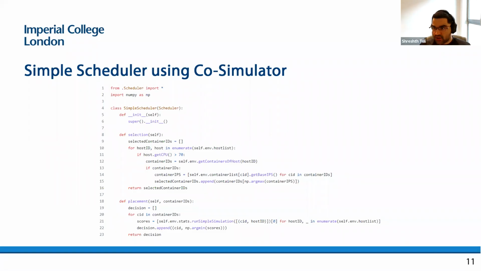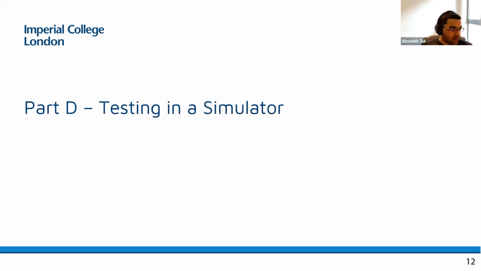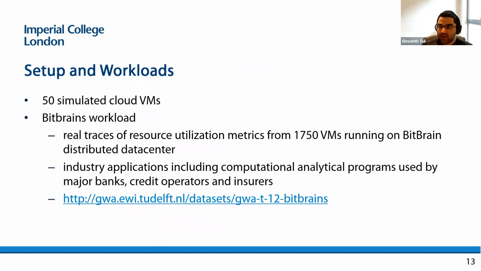You should now have a simple scheduler.py file inside the scheduler folder, which has this definition of the simple scheduler class. And to test this custom scheduler, we shall work with a setup with 50 simulated cloud VMs and shall use these BitBrain workloads. All of these are already implemented and integrated with the Costco framework.